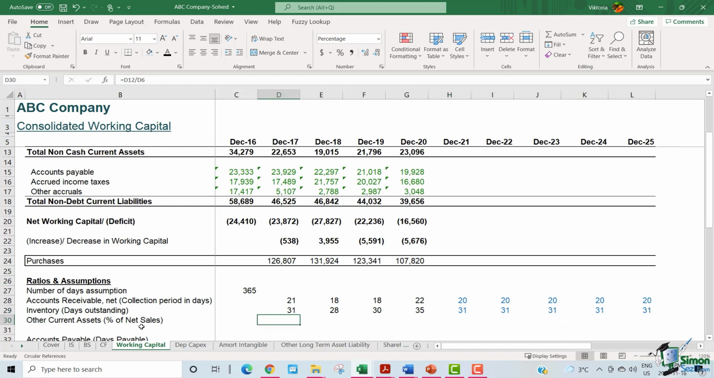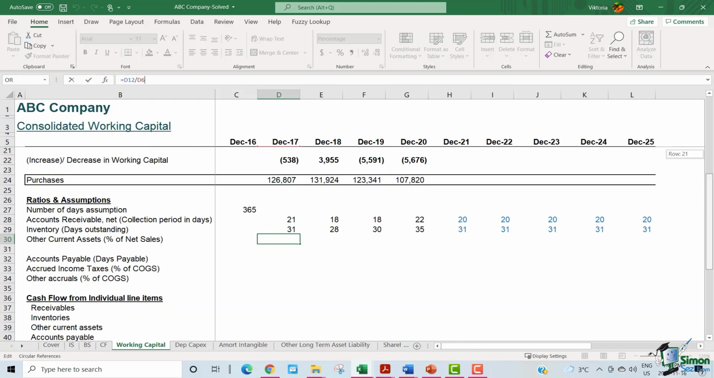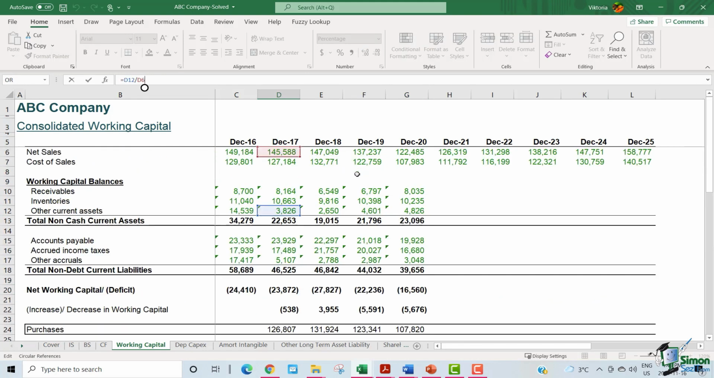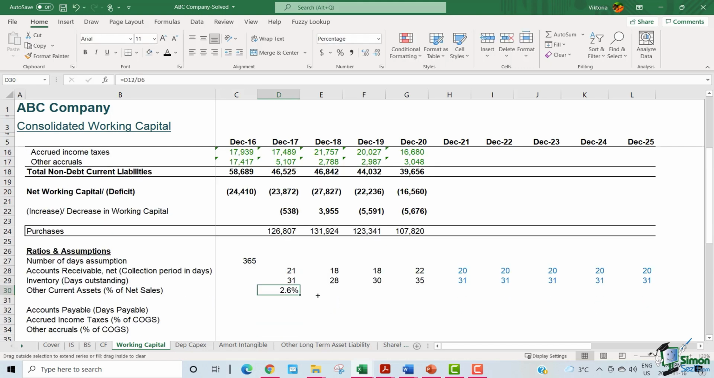Other current assets is a relatively simple formula. We discussed that it's a percentage of net sales. So the formula is current sales divided by the net sales for the year. For 2017, it's 3826 divided by 145,588. The average other current assets are 2.9%. So let's use that number for the future periods.